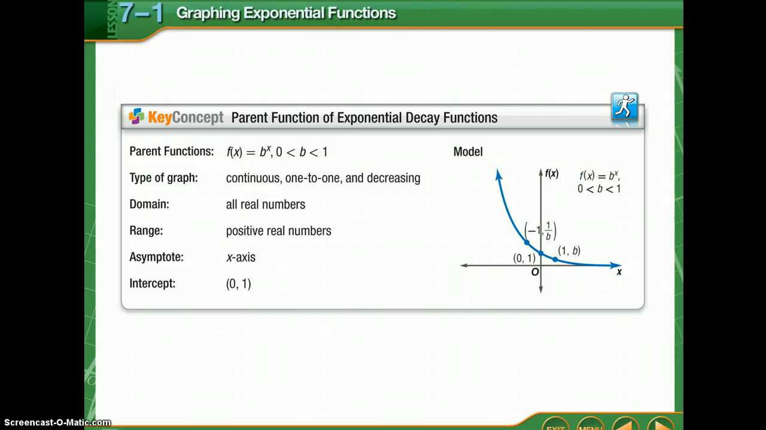They are also continuous, one-to-one. However, these are different in that they're decreasing. Notice the domain is still all real numbers, and the range is positive real numbers. It has an asymptote also at the x-axis, and the intercept is at (0, 1).